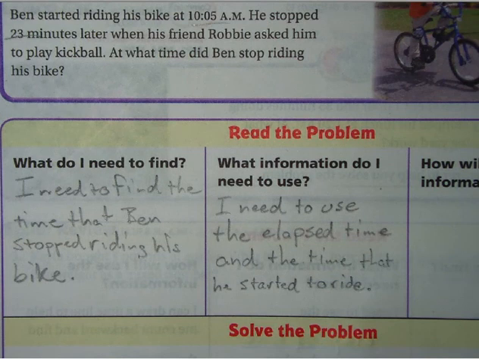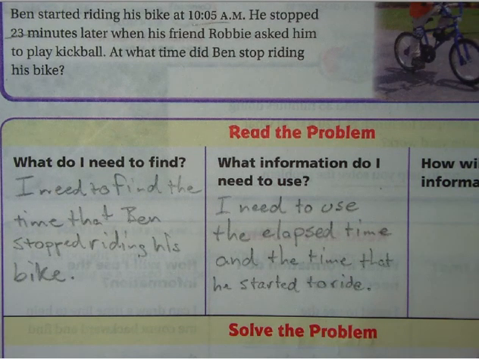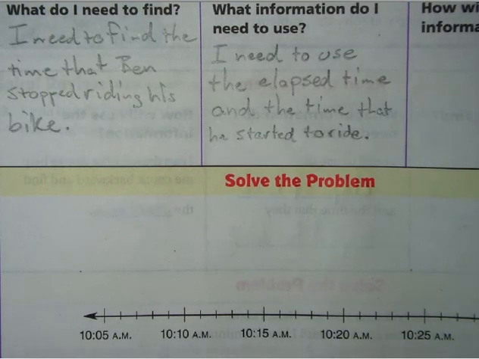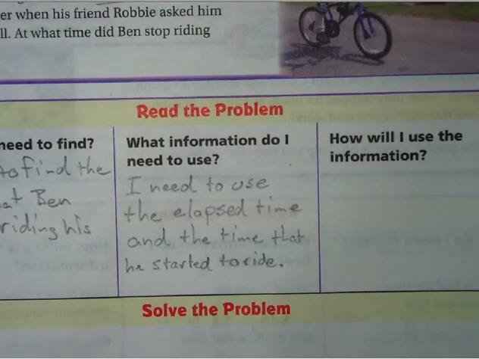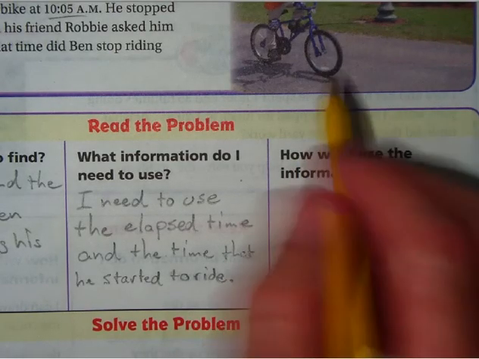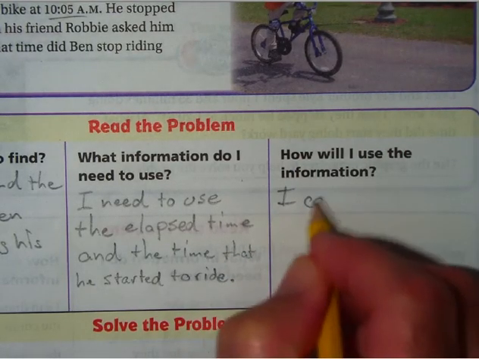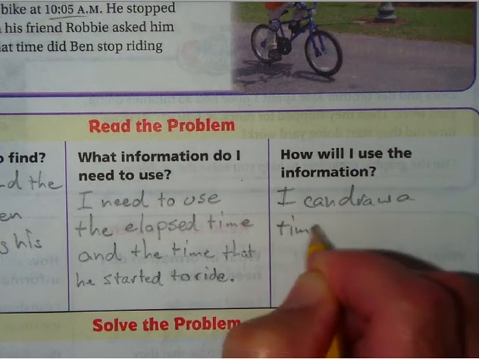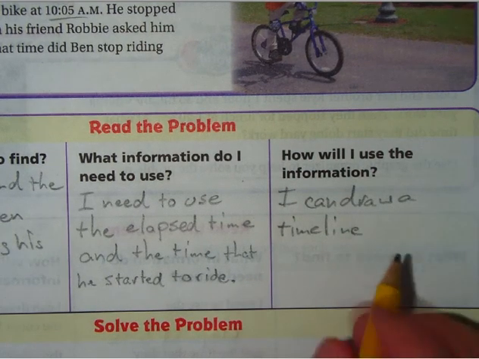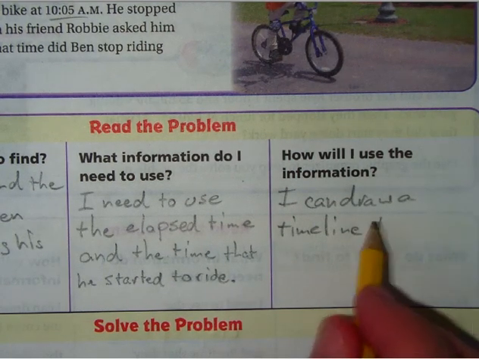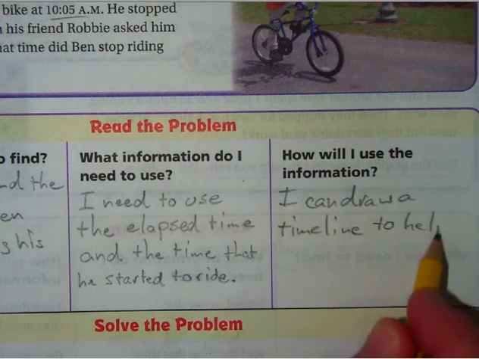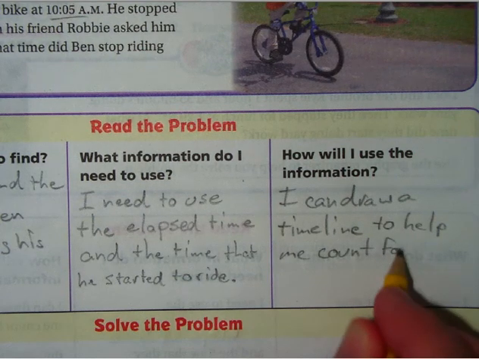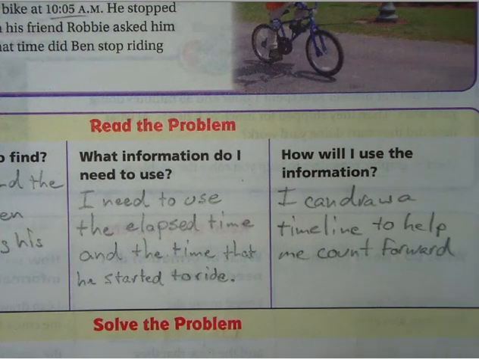How will I use the information? Well, I can see they've got another number line for me to use down here. So I can draw a timeline to help me count forward.